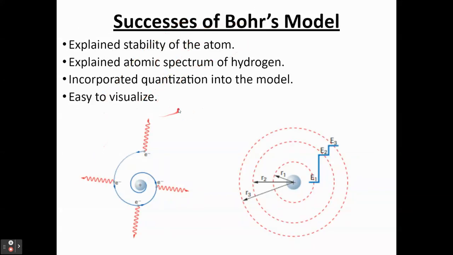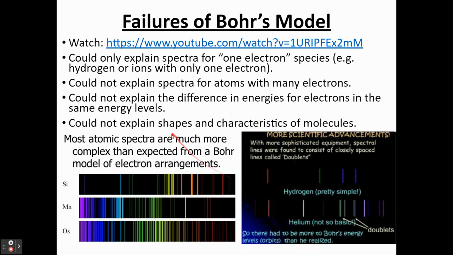It was able to explain the hydrogen emission spectrum. It was based on a quantized view of the electron, so quantization of the electron's energy in orbits. It was easy to visualize. Now, the issue, though, is that it couldn't really explain all of the atomic spectra. It could only explain it for hydrogen and simple things with one electron, but that's about it.